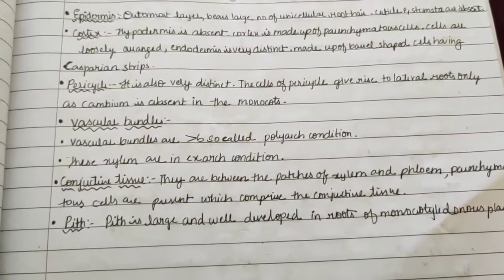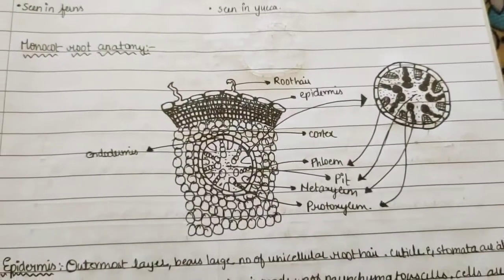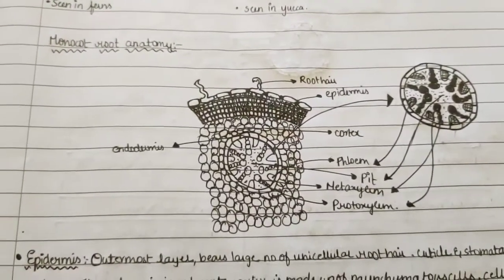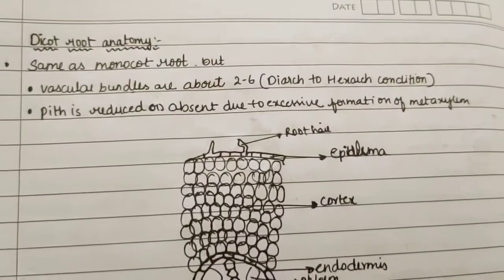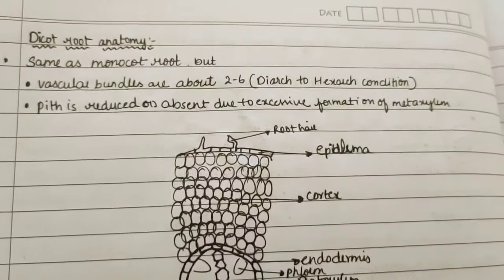The parenchymatous cells present comprise the conjunctive tissue. Pith. Pith is large and well developed in roots of monocotyledonous plants. Here we can see the structure of monocotyledonous root.